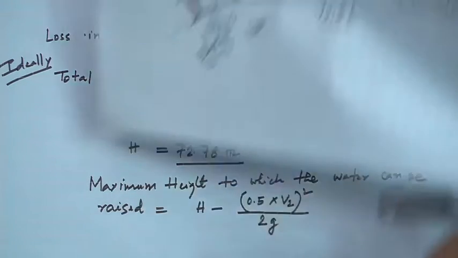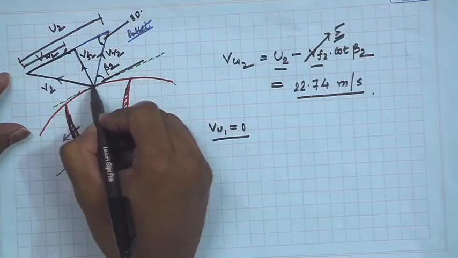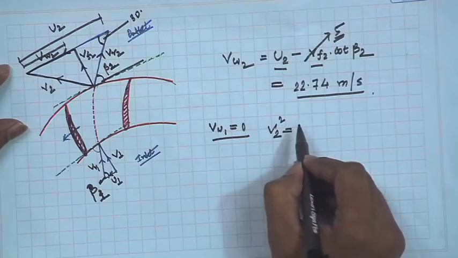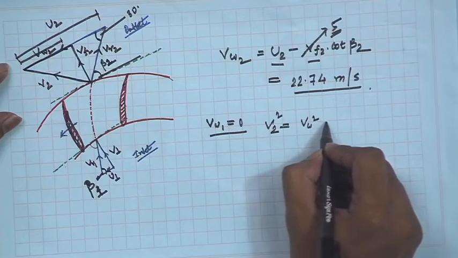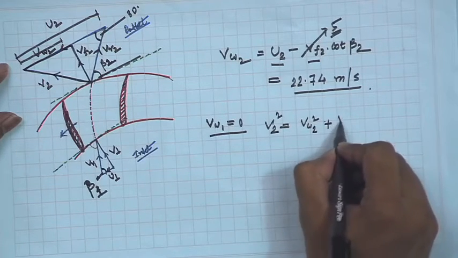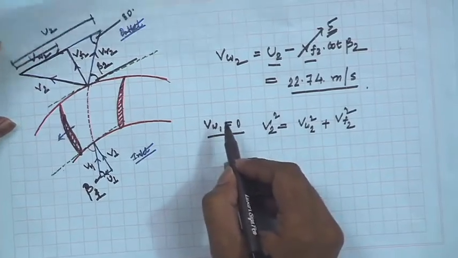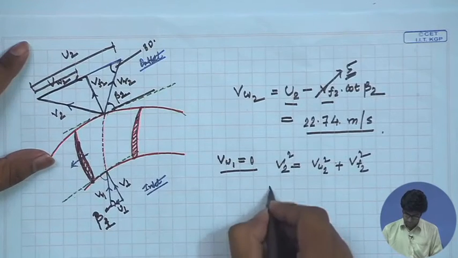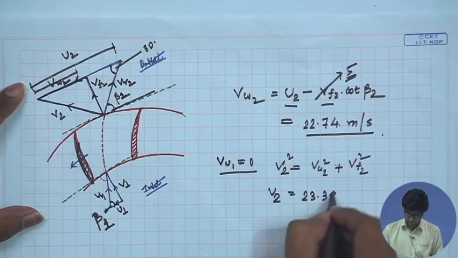So, we again refer to the velocity diagram at the outlet, and we can see from this velocity triangle that V2 square is equal to Vw2 square plus Vf2 square. We know the value of Vw2 and Vf2 is given in the problem as 5 meters per second. So, substituting those values, we ultimately get the value of V2 as 23.38 meter per second.